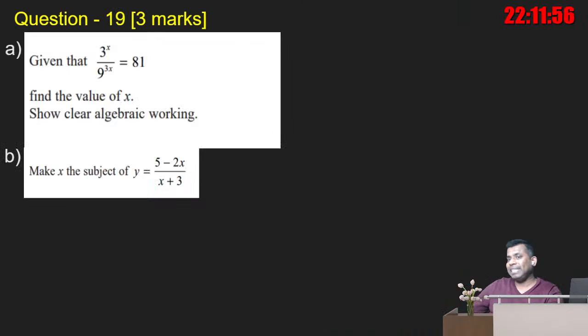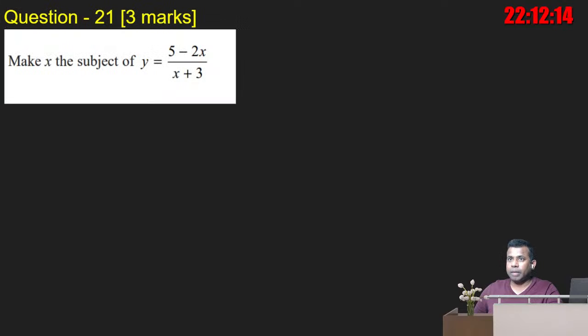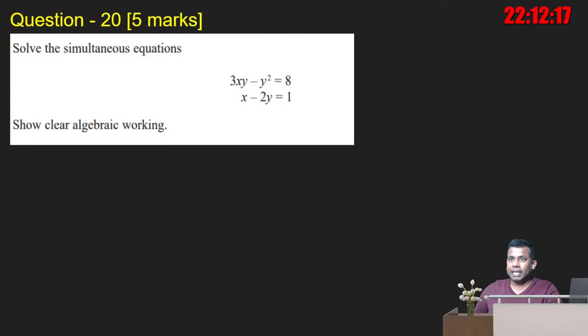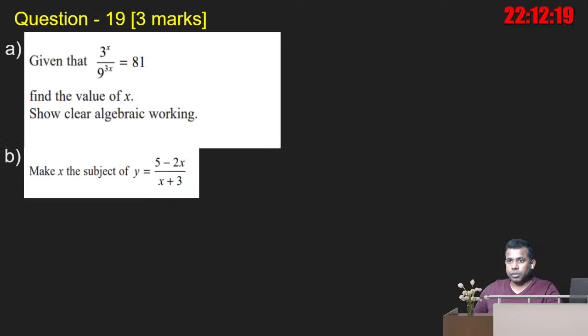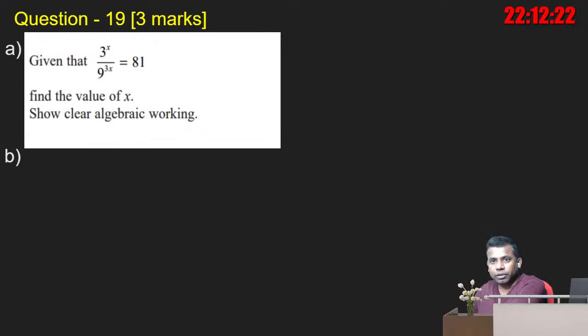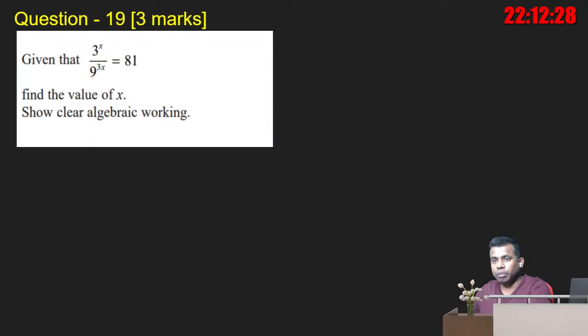Moving on to question number 19, as I said, you can see clearly the questions are more focused on powers, right? It's a 3 marks question. To be honest, this question is coming as question 21. So I'm going to take that question from here. This B part is already covered in another question. So I'm just going to take this question number 19 as the 3 marks one. It was incorrectly put as 3 marks for both questions, right?